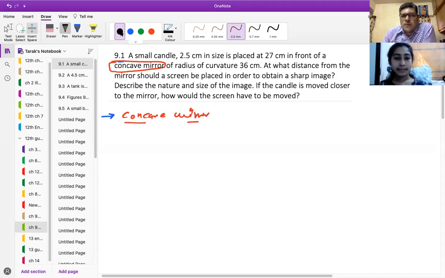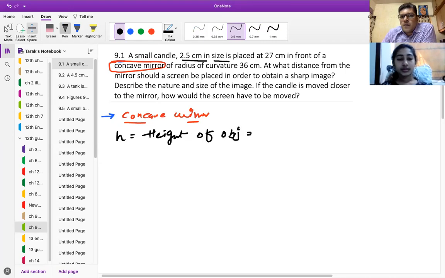Mirror decided. Next thing is that we have a height of a candle, which is 2.5 centimeter. So we can have h, called the height of object, which is 2.5 centimeter, placed 25 centimeter in front of the mirror. So we can have u, called the object distance.